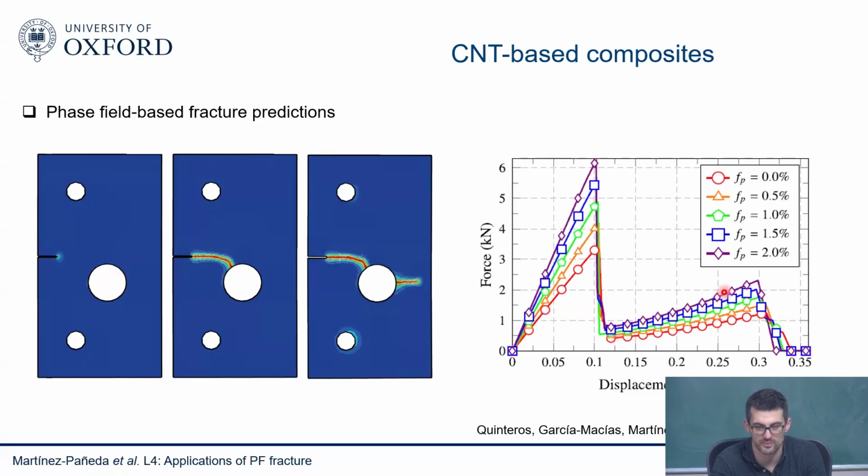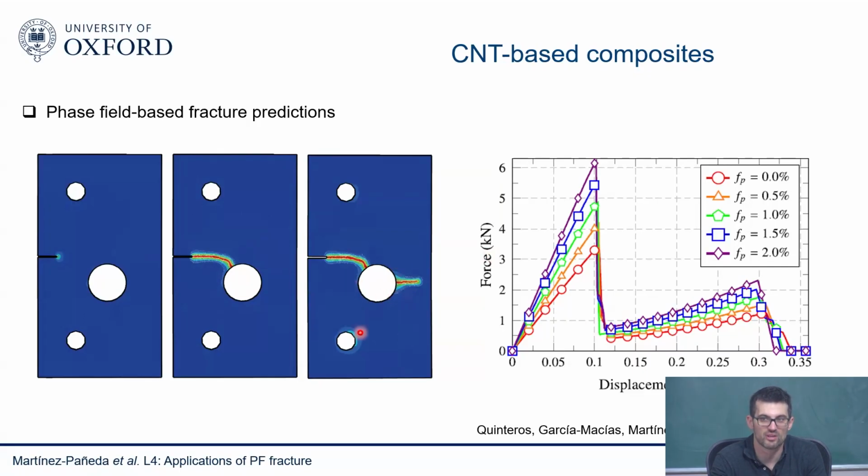And you get this kind of force versus displacement response that depends on the fraction of carbon nanotubes. You can see that it's a linear behavior. Then you see the first drop in load associated with the growth of the crack reaching this hole. But you can still retain some load carrying capacity. You haven't completely broken your component. So then you see cracking initiating here.